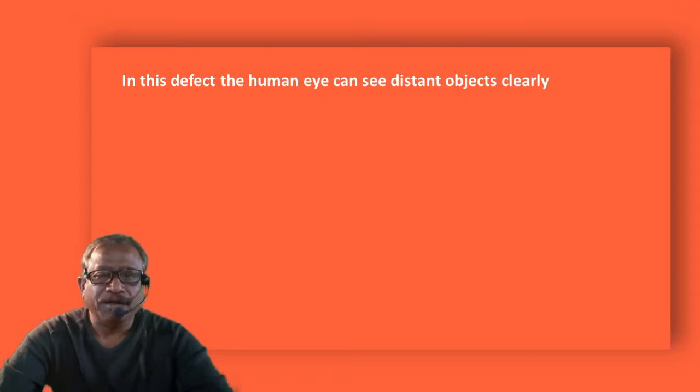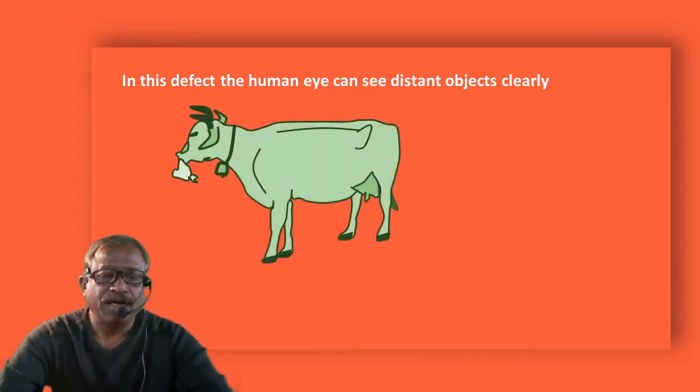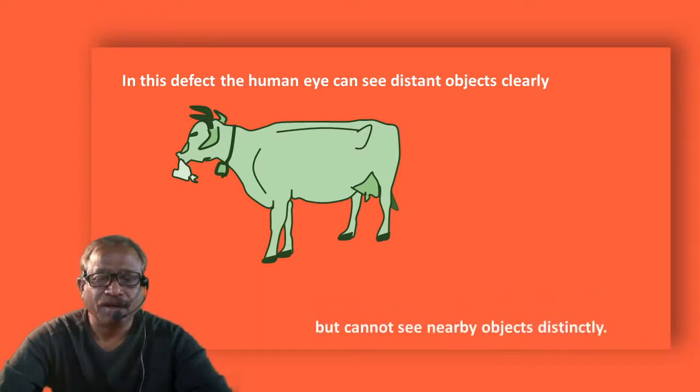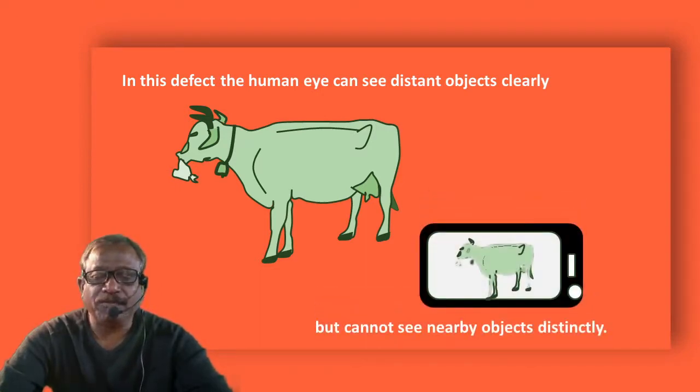What happens in this defect? In this defect, the human eye can see distant objects clearly. Suppose we have a cow at a long distance. We clearly see that cow, but cannot see nearby objects distinctly. The nearby object looks blurred. So this is what happens in this defect.